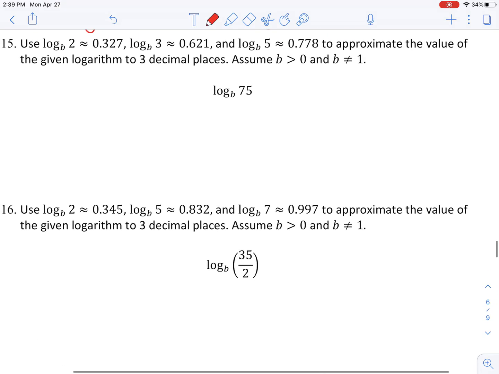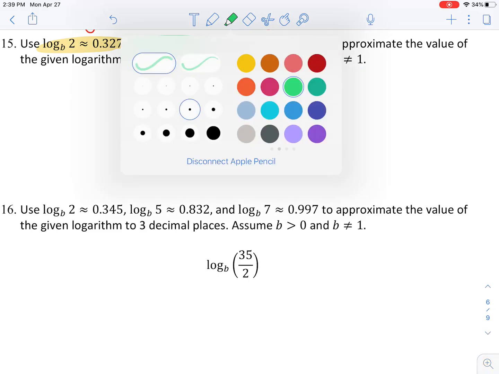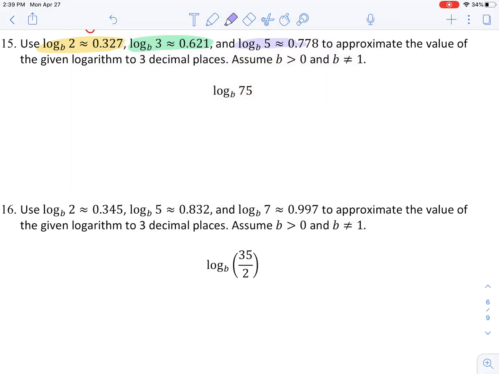Use log base b of 2 is approximately 0.327, log base b of 3 is 0.621, and log base b of 5 is given too. Oh, wow, okay, they're giving us 3 different numbers. But here's the good news, though. Let me just try to do 3 different colors. Now, they are all common log base, right? Log base b, 2, 3, and 5, and they're giving us some decimals.